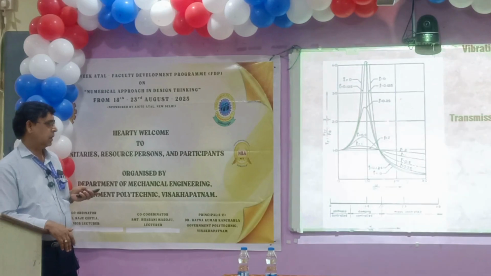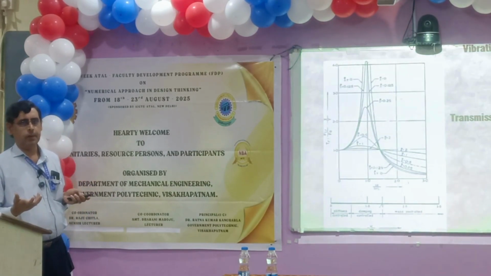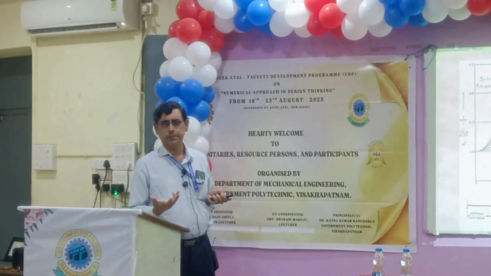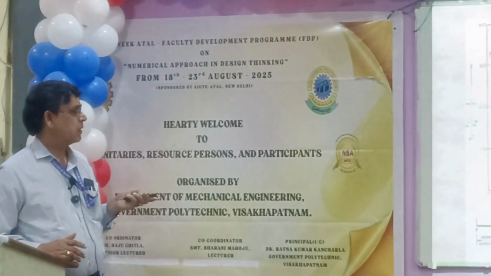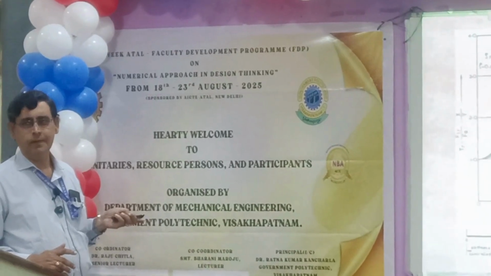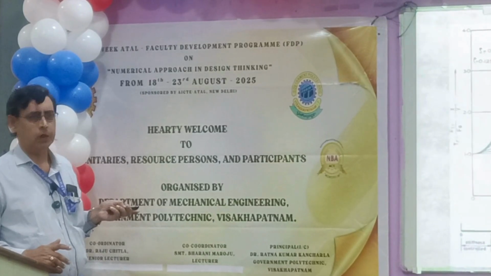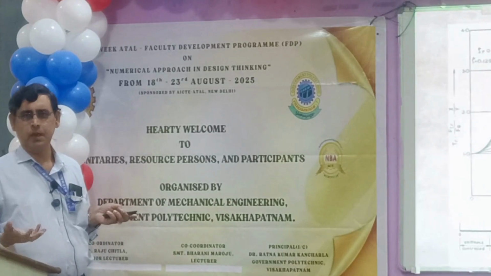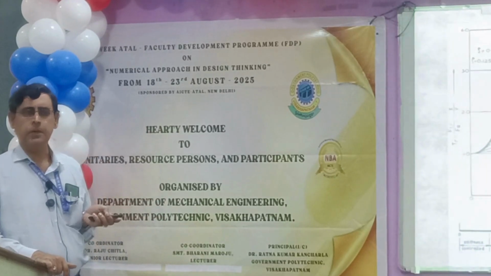That means there is an optimal value of frequency ratio beyond which only you will get good isolation. Because transmissibility, you can see here, is above 1 in some area. And this area is called amplification zone. Amplification zone because transmissibility is more than 1. That means force transmitted is more than the excitation force. That means it's amplifying actually, instead of isolating.